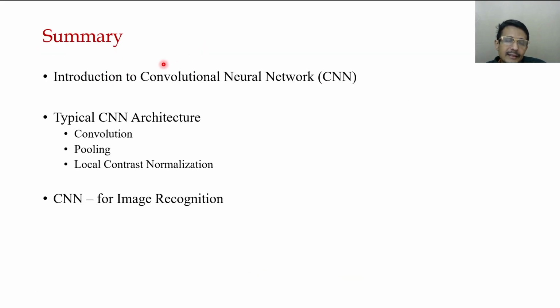So in this lecture, we introduced the convolutional neural network, and we tried to understand the basic CNN architecture: convolution, pooling, and local contrast normalization. Then we saw how CNN is used for different image recognition tasks.